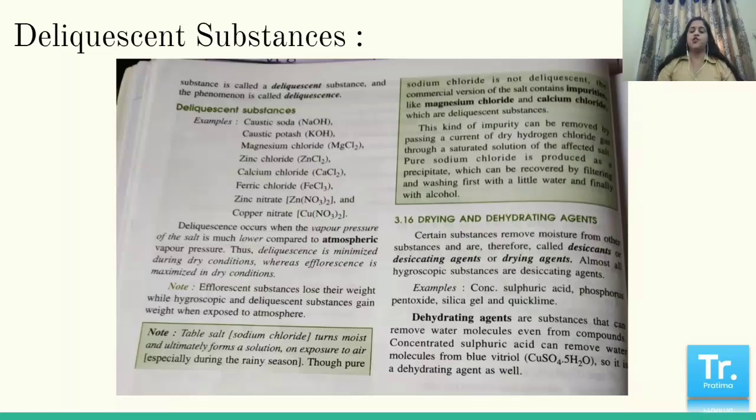Next comes drying or dehydrating agent. The drying or desiccating agents are certain substances which remove moisture from any substances. They are almost hygroscopic substances, okay, like conc. sulfuric acid, phosphorus pentoxide, silica gel. But when we say dehydrating, these are substances that remove water molecules even from compounds. That is, conc. sulfuric acid can do it.